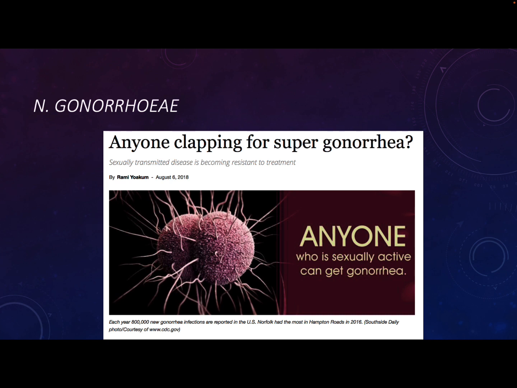So, sexually transmitted disease becoming resistant to treatment. Anyone who is sexually active can get gonorrhea. And again, this is old, right? Maybe 800,000 per year. So it's probably well over a million, but how many people turn up and get diagnosed? Anyone who is sexually active can get gonorrhea.